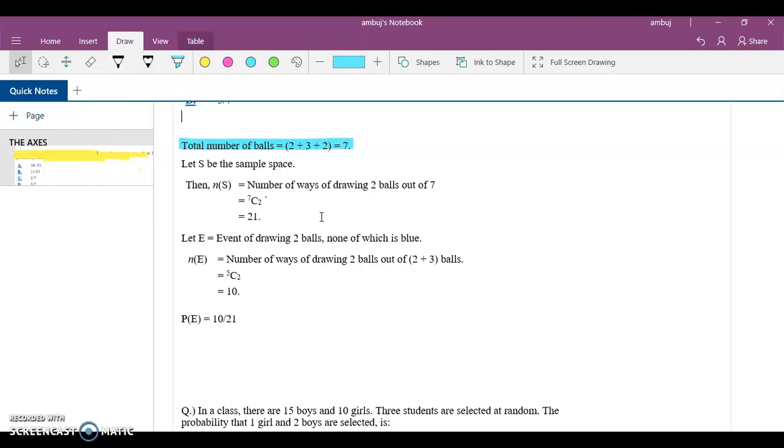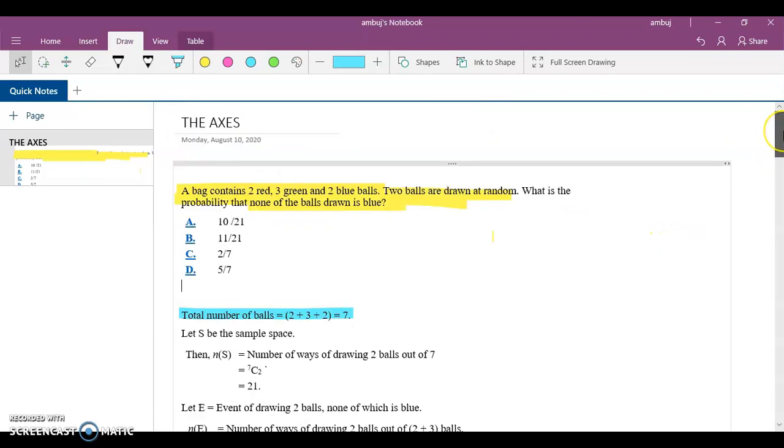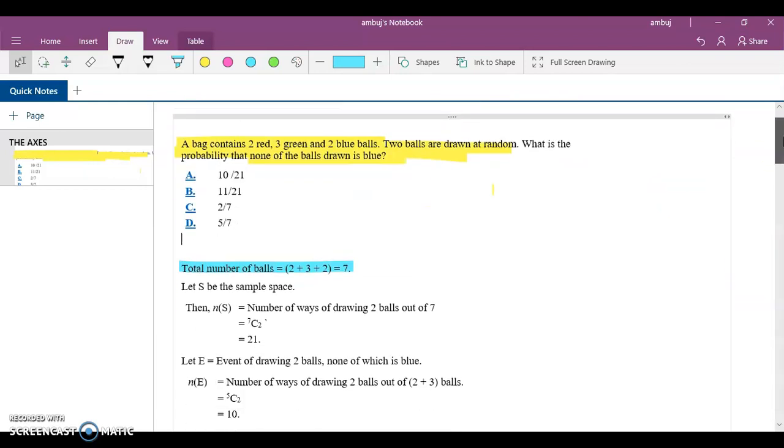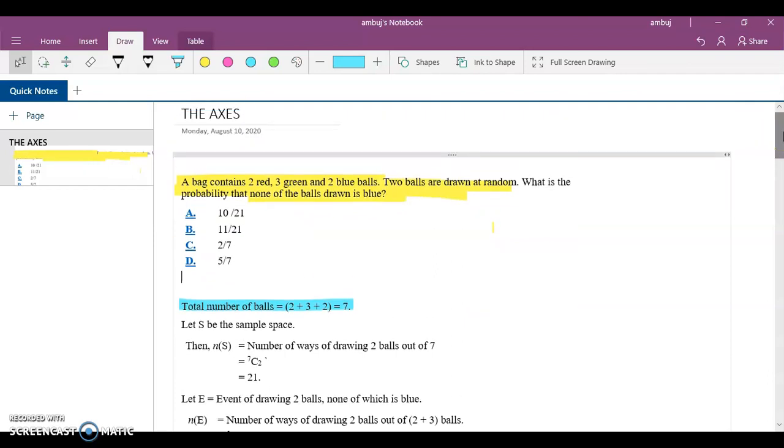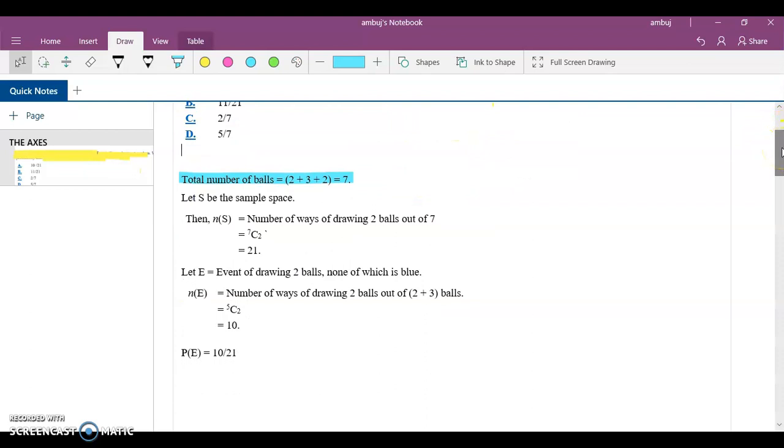Now the question asked for the probability that none of the balls drawn is blue. Here you can see we can approach this question by finding the probability of a red ball or green ball being drawn. So the total number of red and green balls here is 5. So the number of ways of drawing 2 balls from 5 balls is 5C2. Therefore our answer will be 5C2 divided by the total number of outcomes, that is 7C2, which is actually 10 by 21. I hope I am clear. If you have any doubts, you can just ask the question in the comment section.